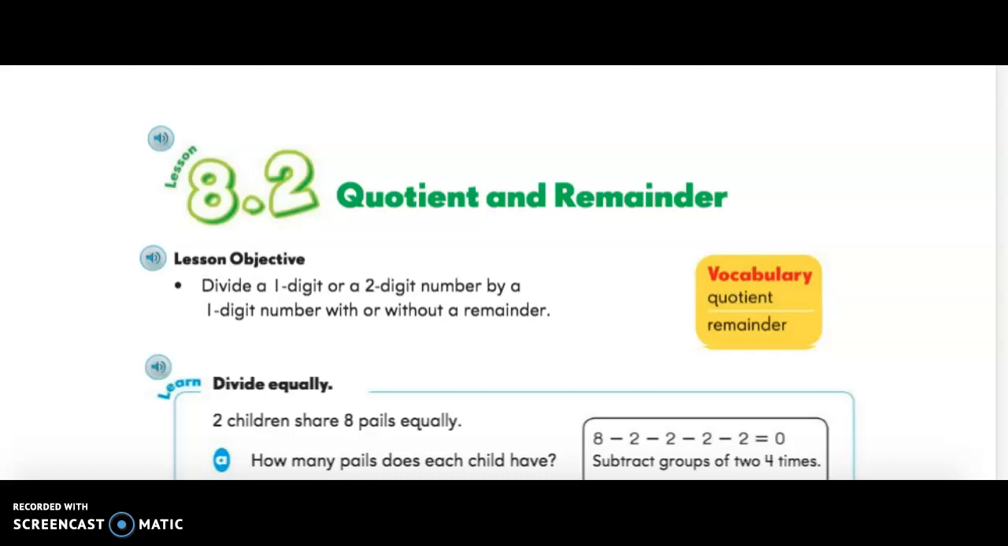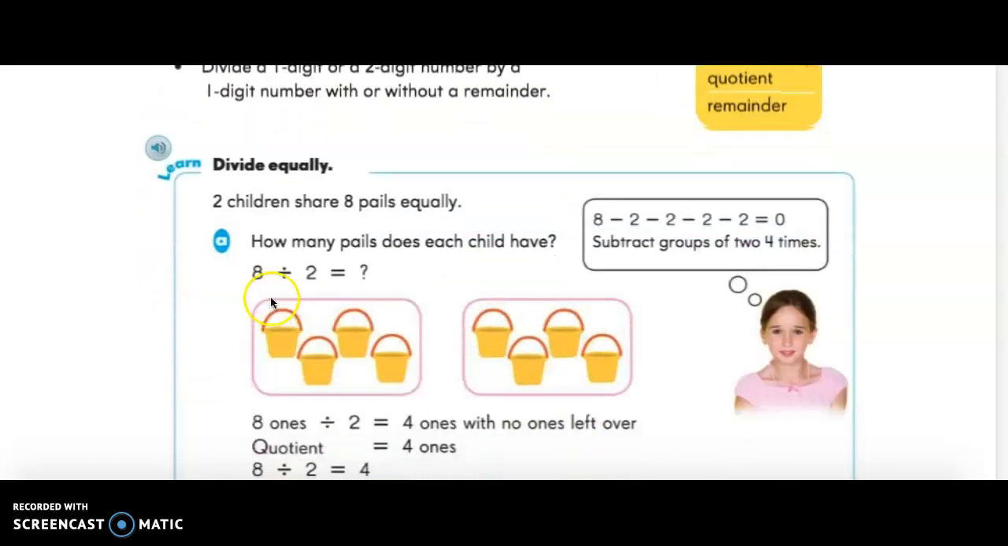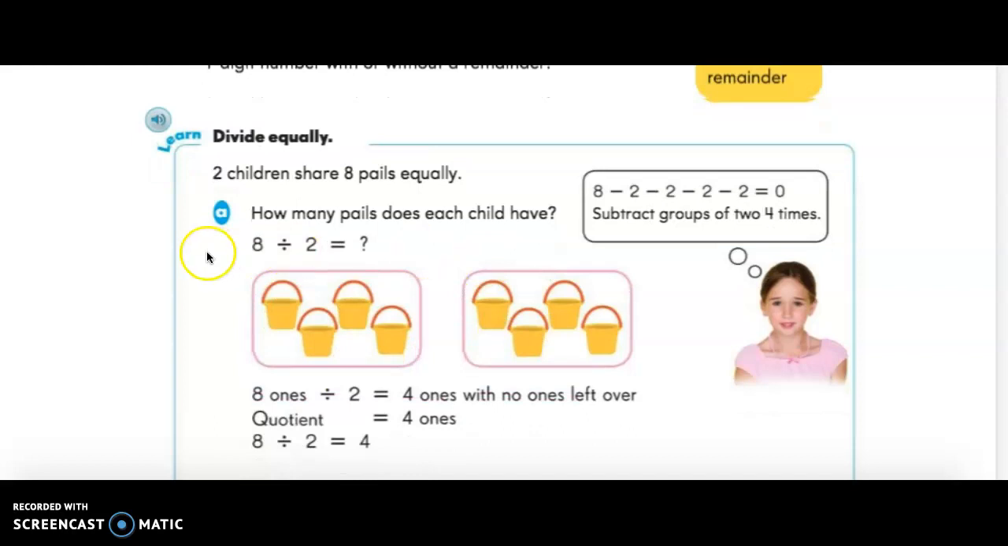8.2 quotient and remainder. Those are going to be our major vocabulary words for this lesson. We are going to be dividing a 1-digit or 2-digit number by a 1-digit number with or without a remainder. So, 2 children share 8 pails equally. How many pails does each child have? What we're thinking here is 8 pails getting divided by 2, because it's sharing equally between the children.